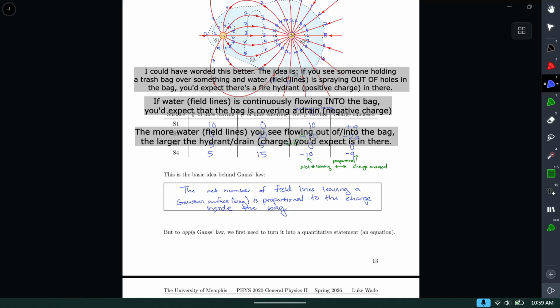Likewise, if you see someone who has a bag over something and lots of water is flowing in to that bag, what do you think's inside the bag? If it's flowing in, that would be like a drain, so it would be negative, right? Yeah, it's a drain. That's what's inside the bag. So knowing what's going on at the surface of the bag, water flowing in, tells you something about what's inside the bag, a drain versus a fire hydrant.